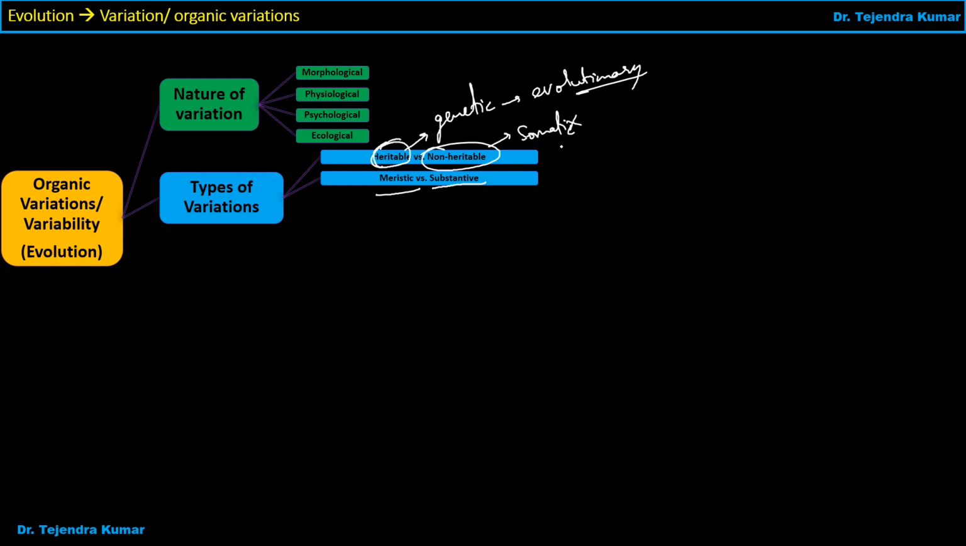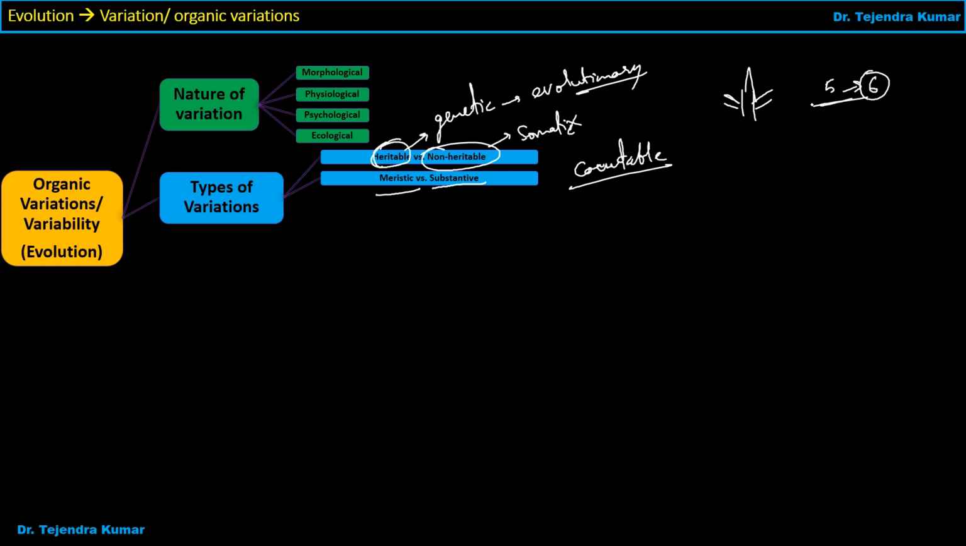Which is generally countable. So meristic variations are generally countable characters, originating like the meristem tissue which is found in plants, and it grows into a branch. Similarly, if someone has six fingers instead of five, this is also a meristic kind of variation.